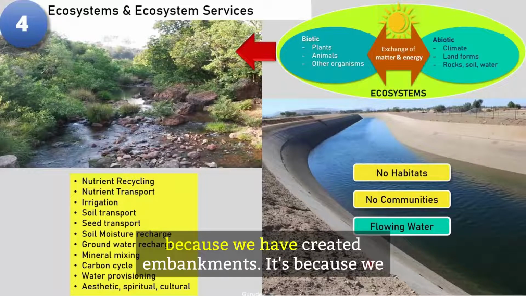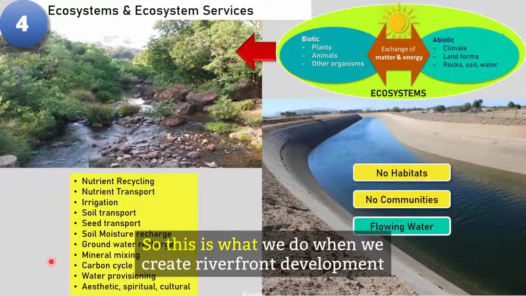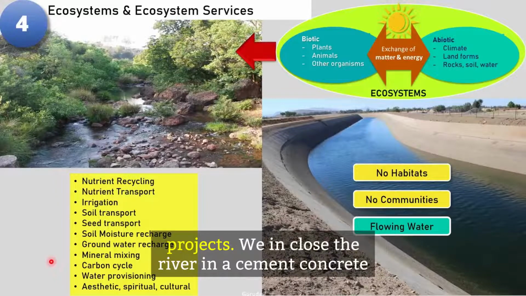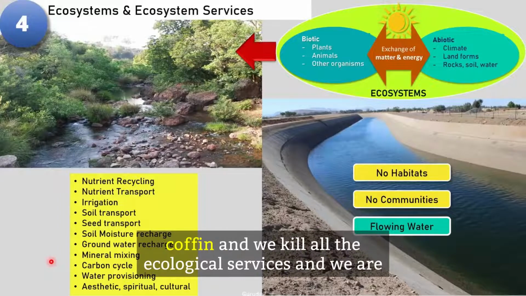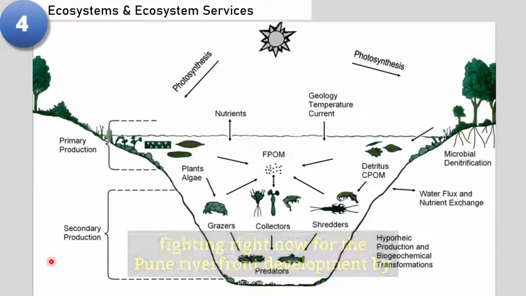It's because we have created embankments. It's because we have created a concrete canal. It's not a river. So this is what we do when we create riverfront development projects. We enclose the river in a cement concrete coffin and we kill all the ecological services. And we are fighting right now for the Pune riverfront development. We are fighting against it.